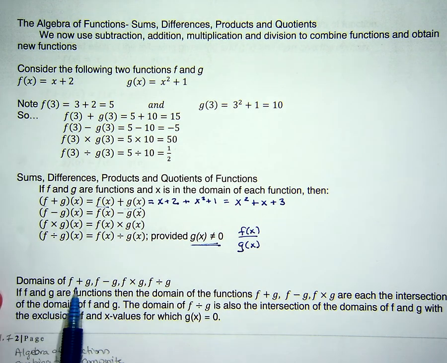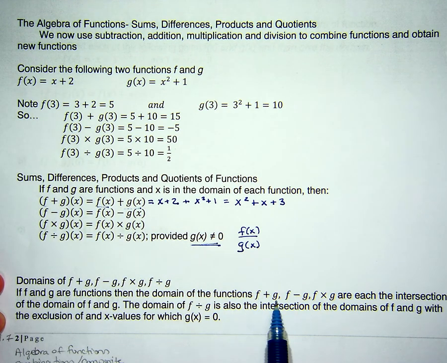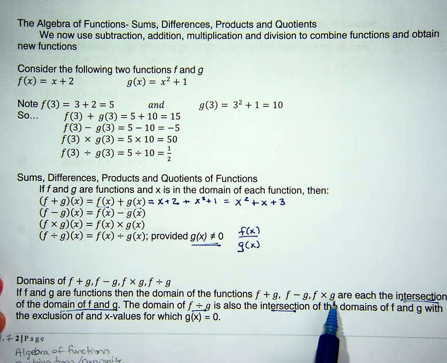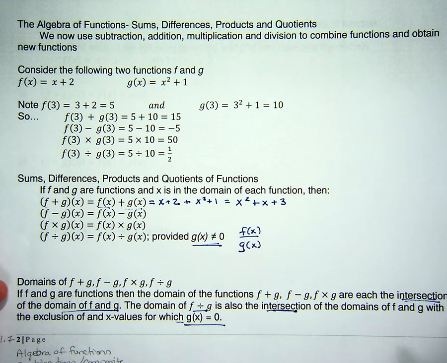The domain of the algebra of functions is simply the intersection of the domains of each. For example, the domain of f plus g, the domain of f minus g, and f times g are again the intersections of the domains of f and g. The domain of the division is also the intersection, except you also have to exclude where the denominator g of x would be 0. Let's look at a couple of these examples.